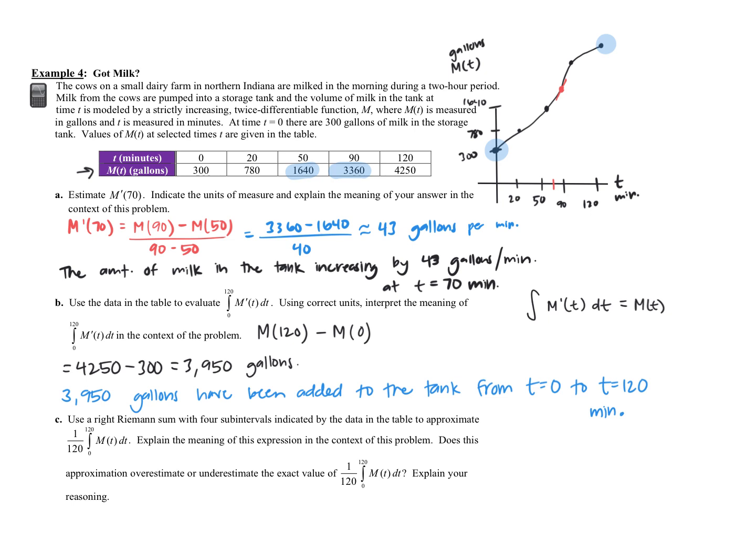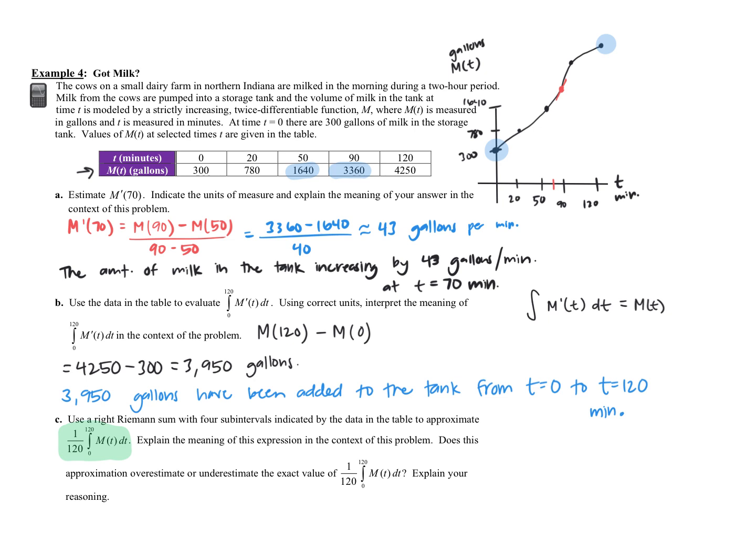Okay, the last one now is where we are going to use a little bit more of the stuff from today. It says, use a right Riemann sum, that's old, we've done that before, with 4 subintervals to approximate this 1 over 120 times the integral of 0 to 120 of m of t dt. Okay, and then we have to explain what it means, and then we're going to answer the question, is it an over approximation or under approximation? So there's like 3 or 4 different things that we're kind of asking in this question. So let's start out by just finding the right Riemann sum, okay?